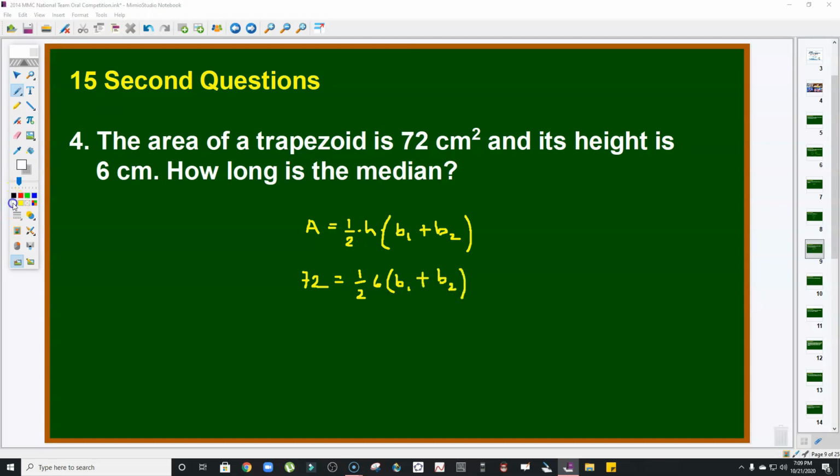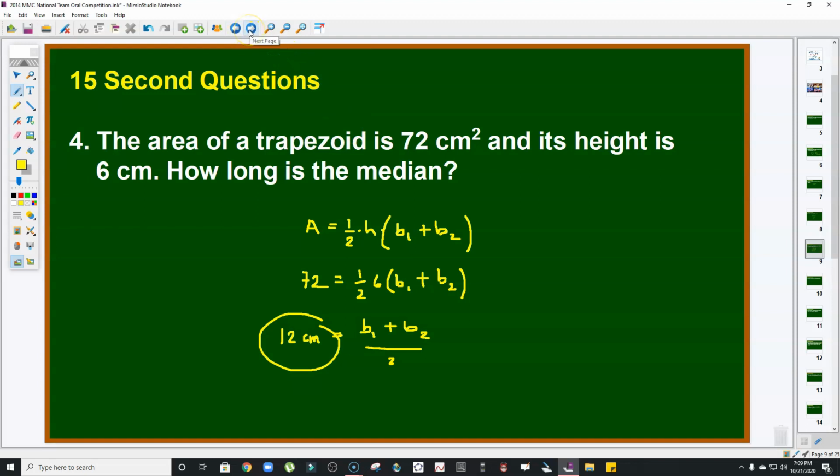Once again, as I said, the median is the average. That is b sub 1 plus b sub 2 over 2, right? So we simply divide 72 by 6. Therefore the median, b sub 1 plus b sub 2 whole over 2, is just equal to 12. That's 72 over 6. Take note of the unit. This is the golden rule in MMC, so you have to write the proper unit. So that's 12 centimeters.